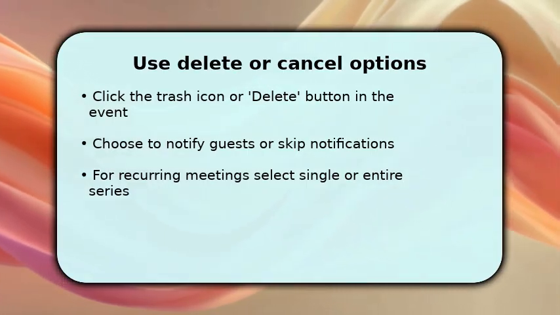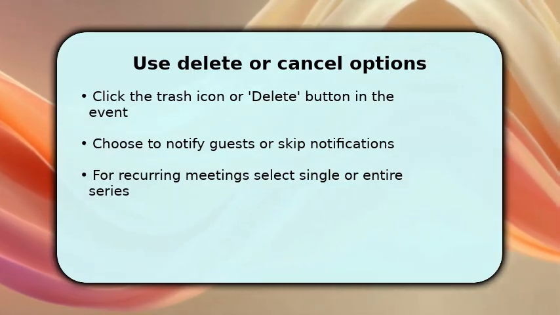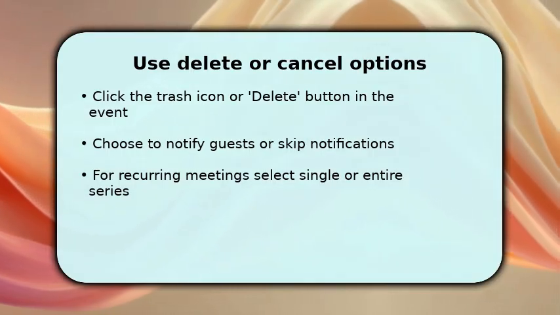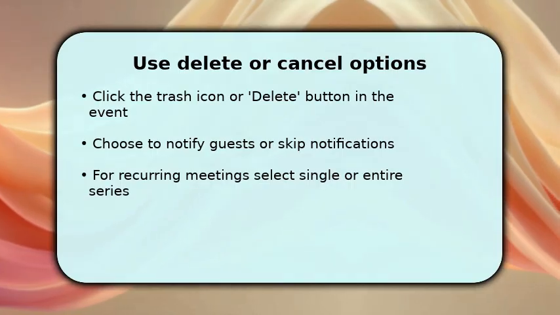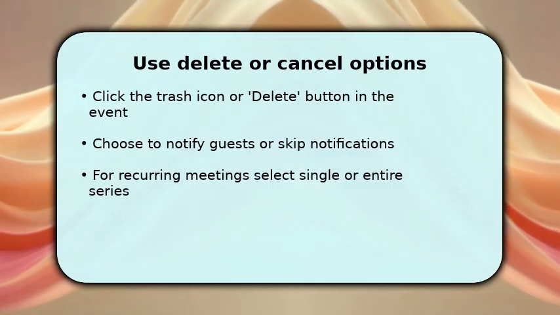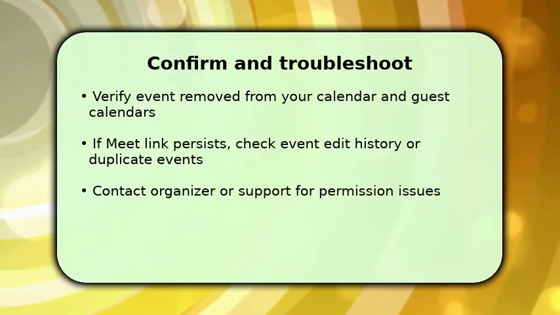If this is a recurring meet, pick whether to delete just this occurrence or the entire series because that choice affects all future invites. Once you confirm, Google Calendar removes the Meet link and updates guest calendars. Finish by verifying the event is gone from your calendar and that guests received updates if you chose notifications.